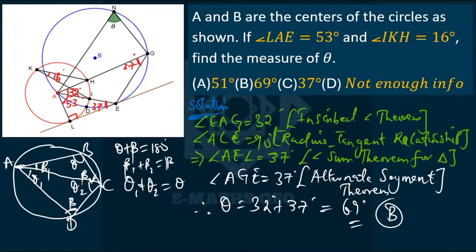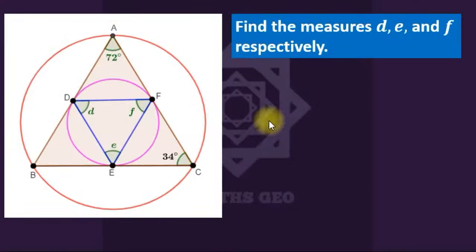We are asked to find the measures of D, E, and F respectively. So that is how I will solve this question, and it will be faster. So first of all, let's get the complete triangle, that's the angle of the triangle. So this is 72, this is 34, which sums to 106. So the remaining angle is 74 to make it 180. Yes. So that's 180.